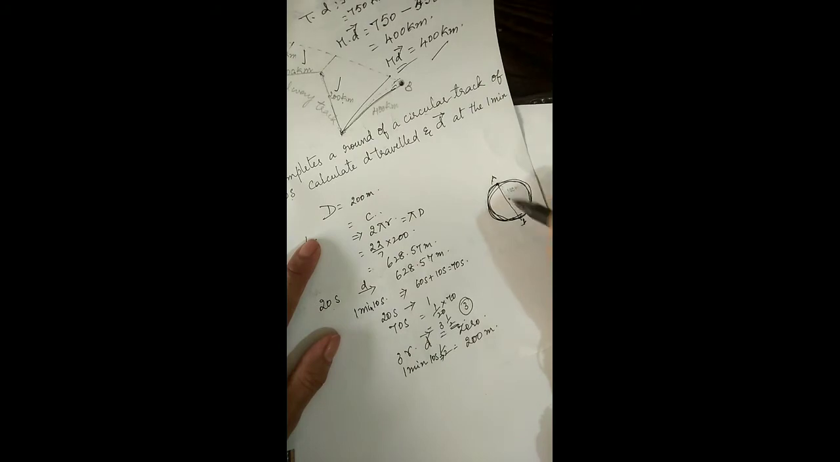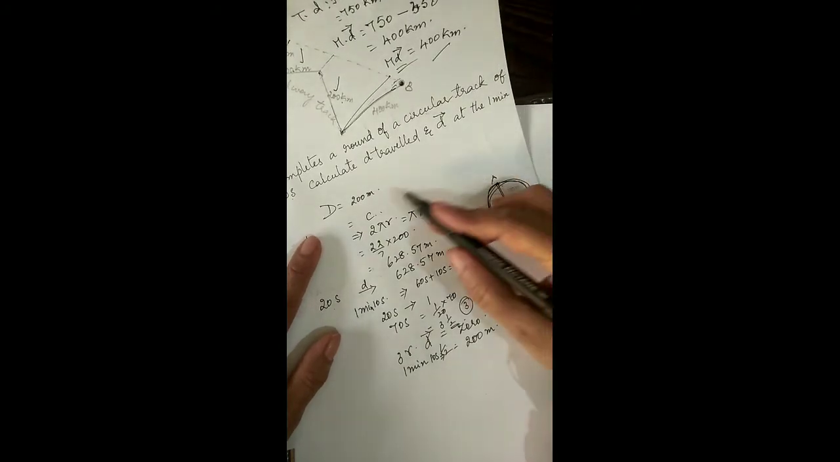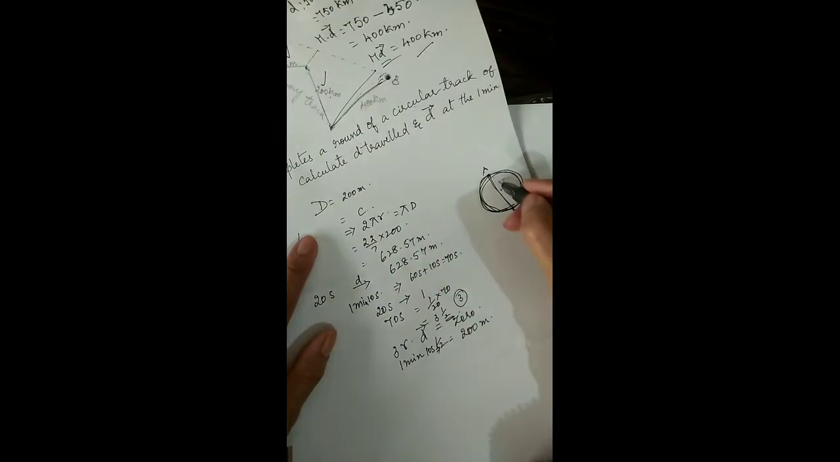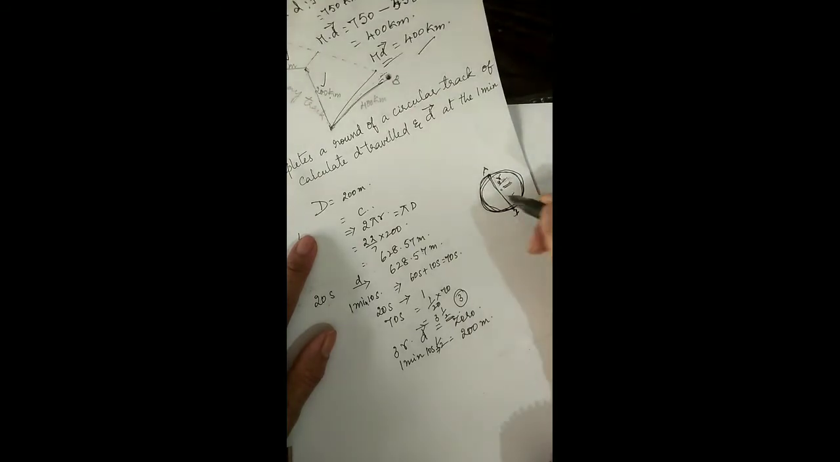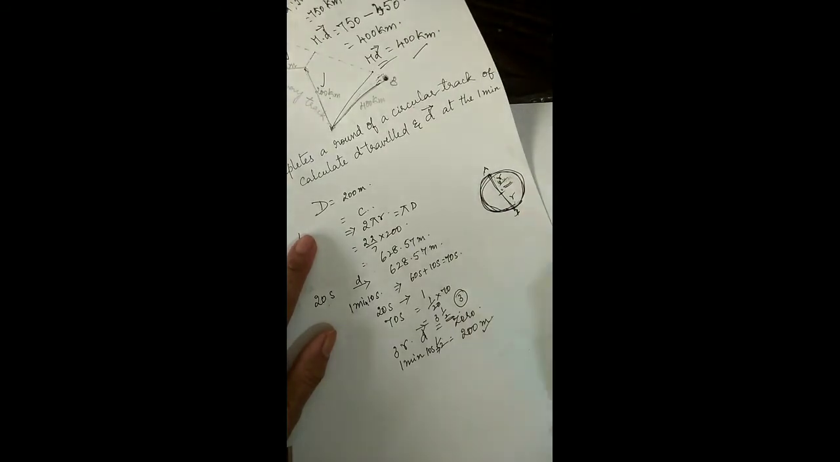Suppose he is covering A to B. So what is the magnitude of displacement? It is the diameter. So the diameter is given as how many meters? 200 meters is given. So 100 meters is the radius, so 100 plus 100, 200 meters, is the diameter.